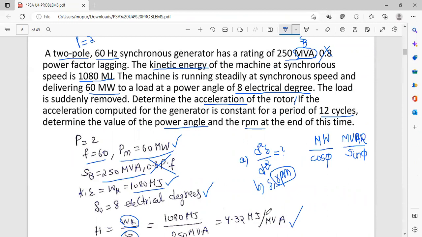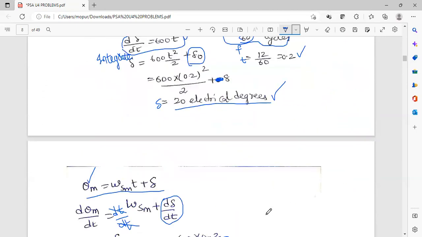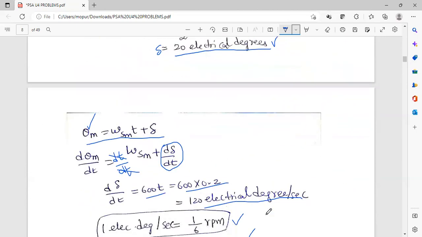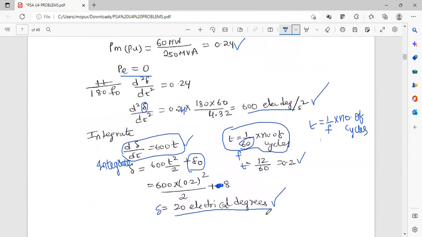In this problem, first we calculated the value of acceleration, which is d square del by dt square, from the swing equation. We had chosen the swing equation which has H, so we calculated the value of H. When we choose the swing equation which has H, the del we obtain will be in electrical degrees. So the acceleration is in electrical degrees per second square. Then the next subdivision asks us to find the power angle and then the speed in RPM. We calculated the power angle in electrical degrees by integrating the acceleration 2 times.